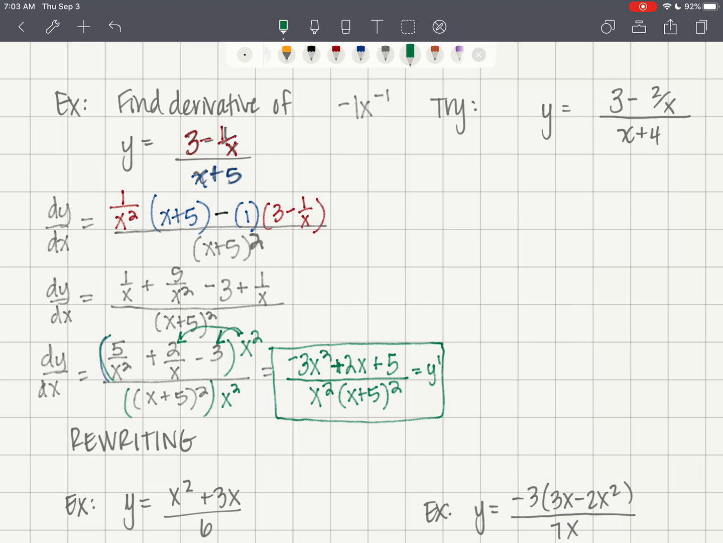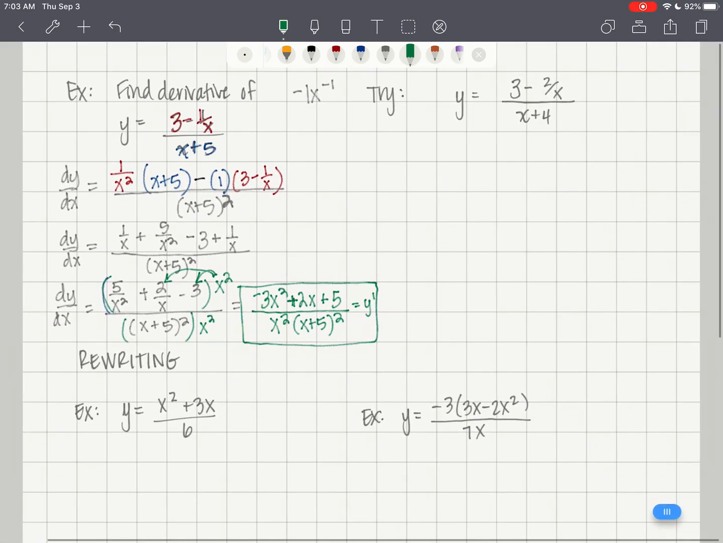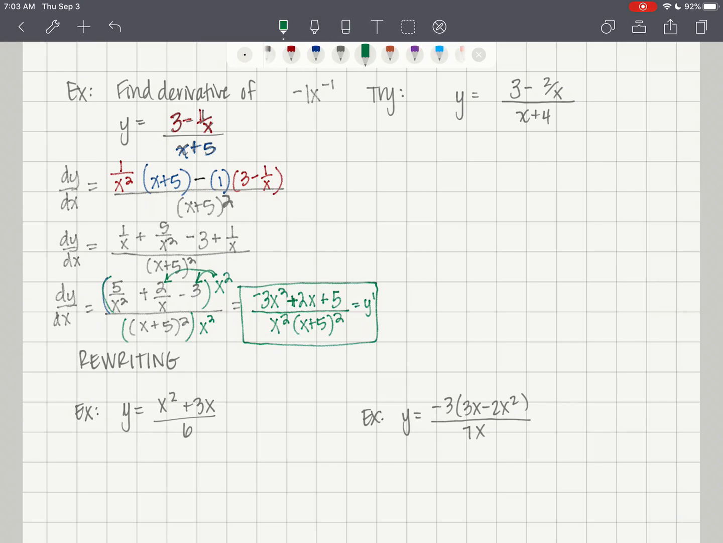The next one is for you to try, and I'm just going to give an answer without showing my work. Press pause and come back when you're ready to reveal the answer. Okay, here's the big reveal. We've got y prime equals negative 3x squared plus 4x plus 8 all over x squared times x plus 4 quantity squared.